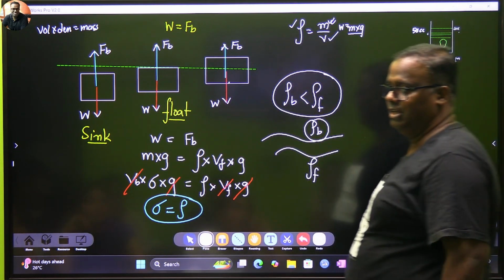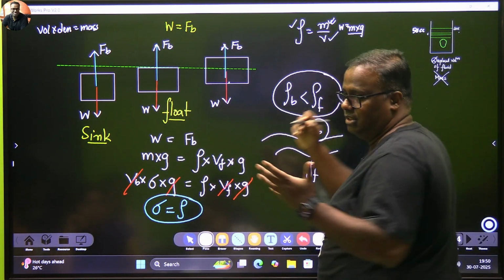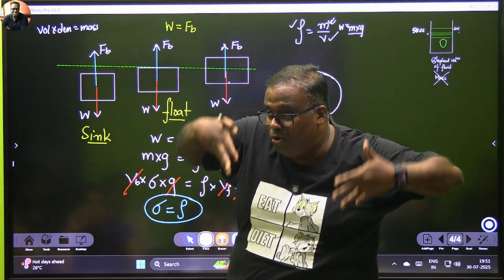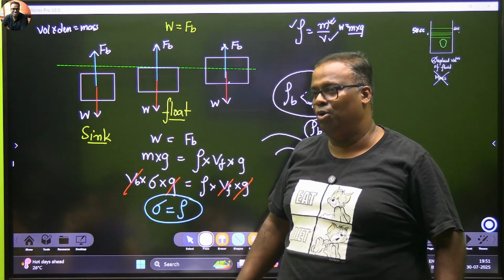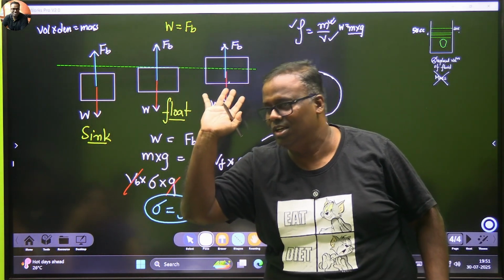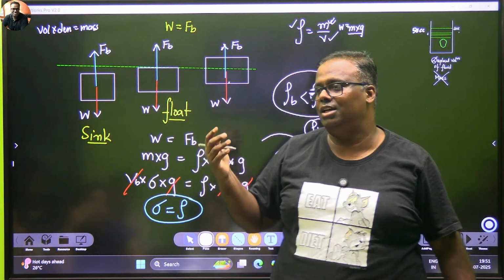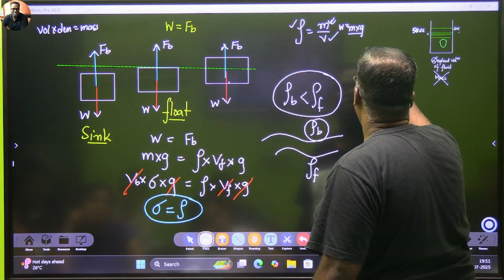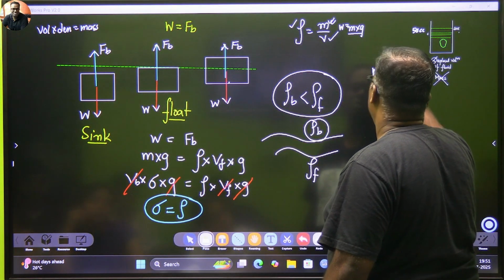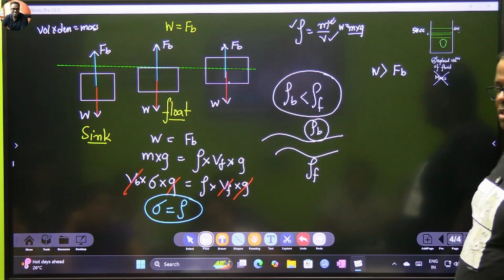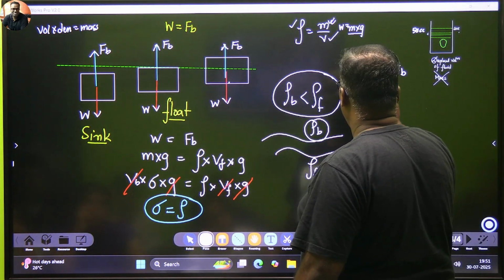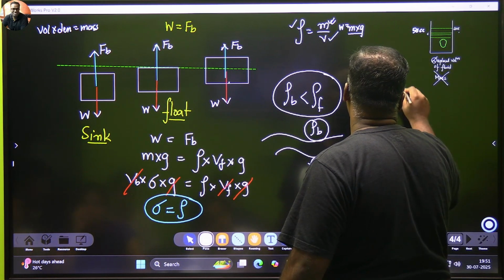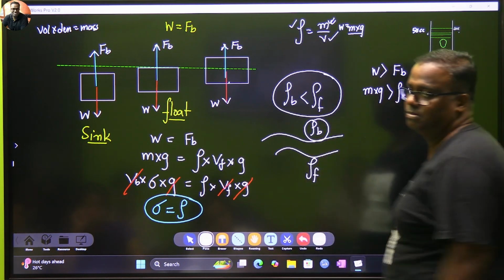You have sunk. When you sink, what is happening? Your weight is now acting more than the buoyant force. The buoyant force tried to save you, but your weight is so large that you have started going down. So in this scenario, the weight is winning over the buoyant force. Are you agreeing to this? What is your weight? Your weight is mass into gravity. What is the buoyant force? Rho Vf into G. Agreed?